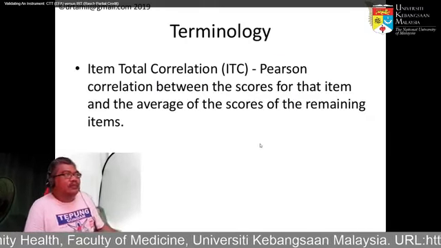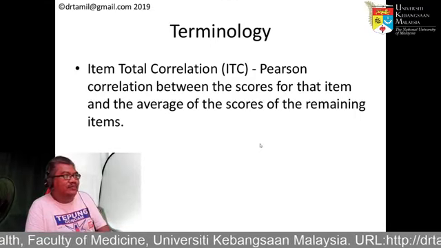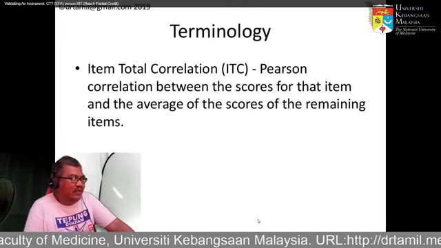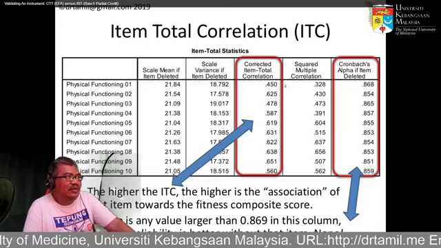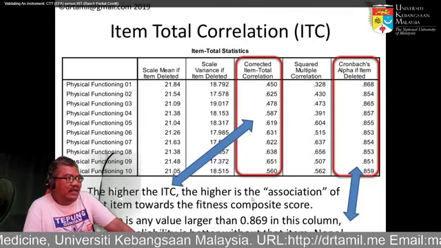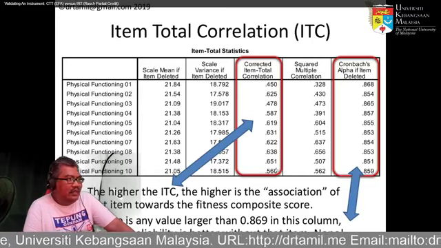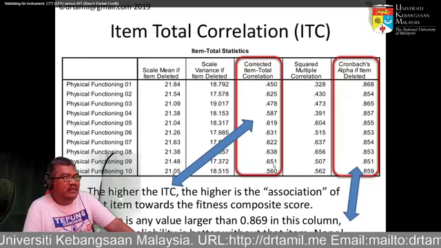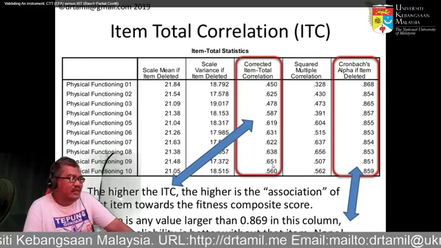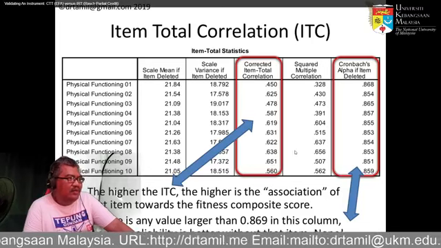Now we're going to look at the item total correlation. It is the Pearson correlation between the scores for the item and the average of scores of the remaining items. You can see the higher the ITC, the higher the association of the item to the fitness composite score. So which one has the highest score? 0.651, so question number 9. That one has the best association with the fitness score composite.